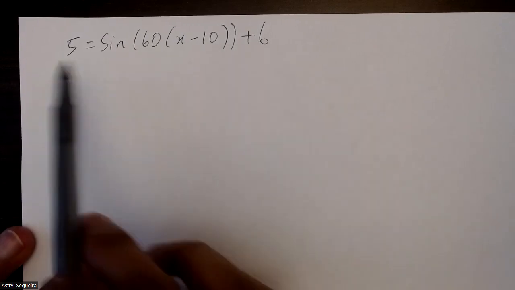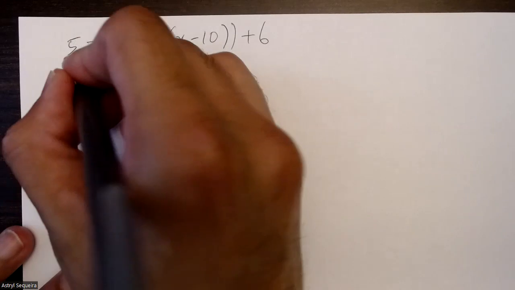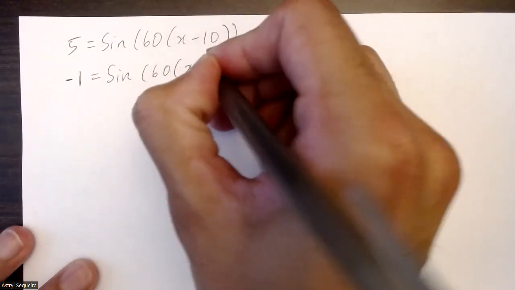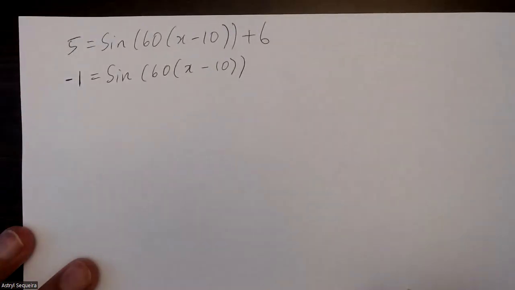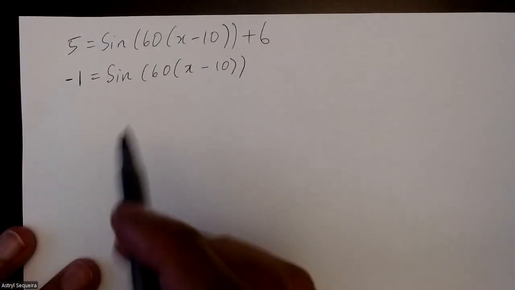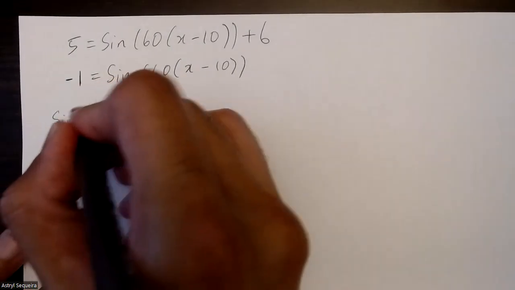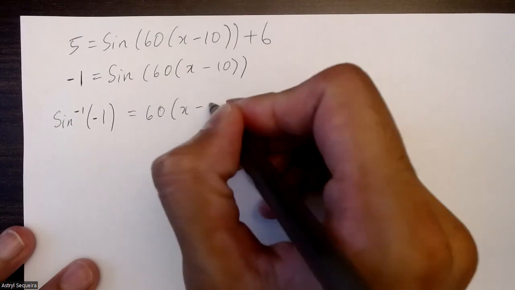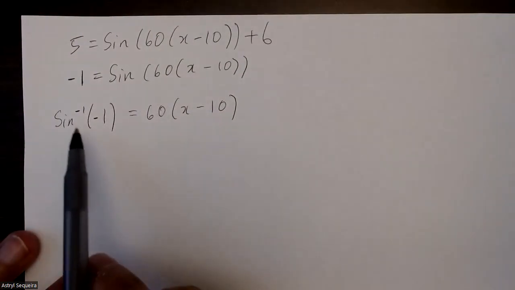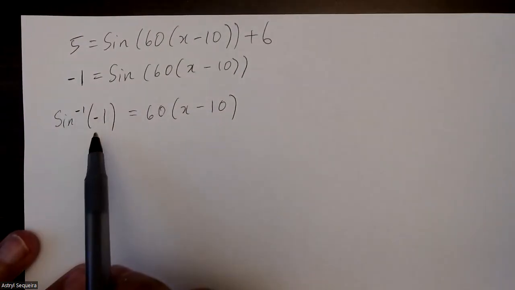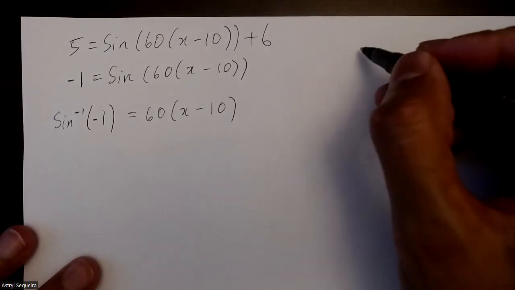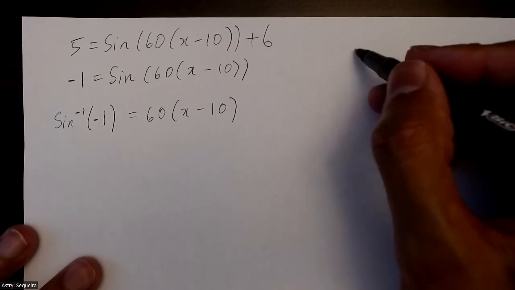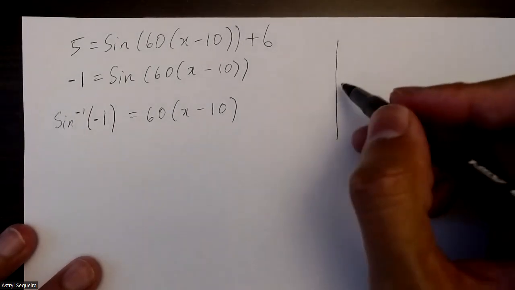I'm going to start by subtracting 6 on this side. So this becomes -1 equals sine of 60x minus 10. Next, I'm going to move the sine. It's going to become sine inverse of -1 equals 60x minus 10. So for the sine inverse of -1, you should technically not use your calculator, because it will probably give you one of the worst solutions. Instead, you should think of your sine graph.